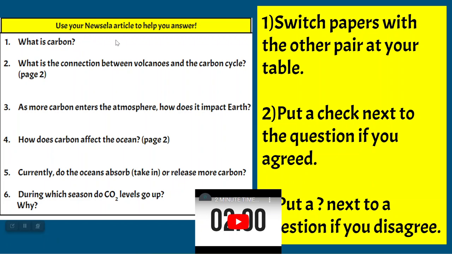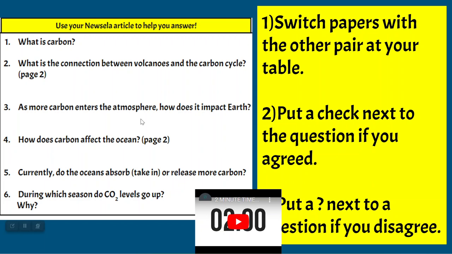So carbon is an atom, or it can be an atom. It's an element. It is a component of carbon dioxide, and it's the basis of life, is what most people wrote after looking through the article. What's the connection between volcanoes and the carbon cycle? If you look at page 2, when volcanoes are erupting, we are releasing carbon into the atmosphere.